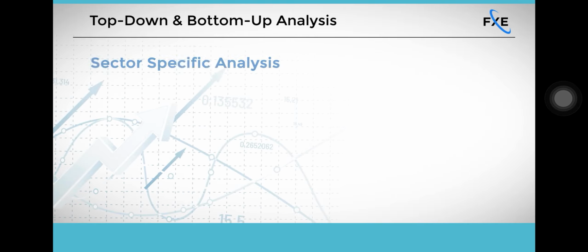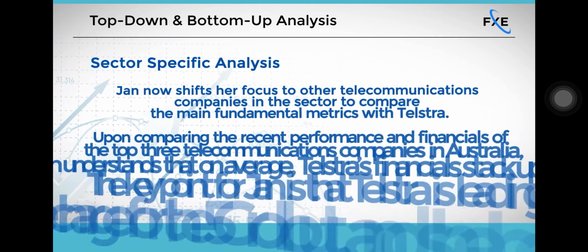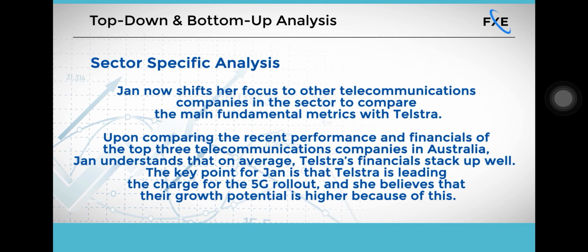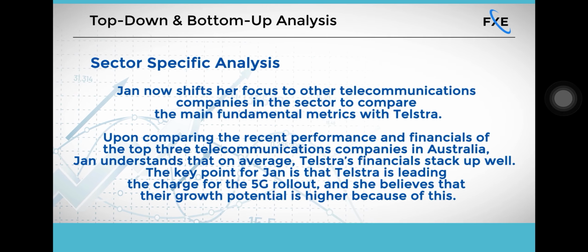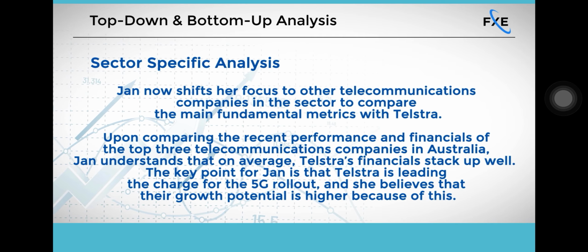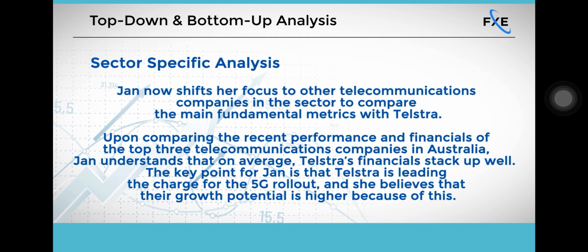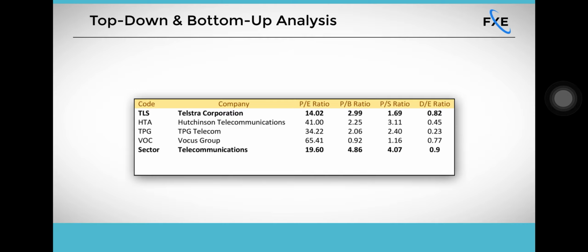Jan now moves on to sector-specific analysis. Jan shifts her focus to other telecommunications companies in the sector to compare the main fundamental metrics of Telstra. Upon comparing the recent performance and financials of the top 3 telecommunications companies in Australia, Jan understands that on average, Telstra's financials stack up well. The key point for Jan is that Telstra is leading the charge for the 5G rollout, and she believes that their growth potential is higher because of this. Jan now compares the fundamentals of Telstra with the other companies in the telecommunications sector that are more product-specific to get a gauge on how the sector is performing as a whole.